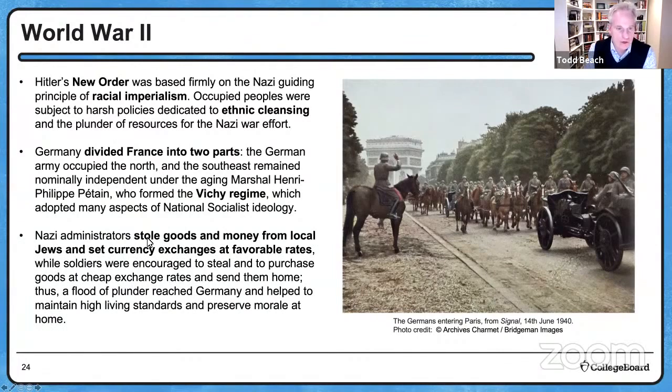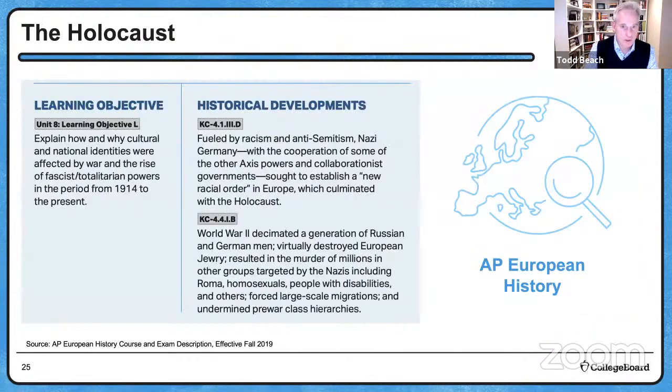And then these administrators, while they're in France, will steal goods and money from local Jews. They will set the currency exchanges at very favorable rates for Germans, while soldiers were encouraged to steal and to purchase goods at cheap exchange rates and send them home. So a flood of plunder reached Germany and helped to maintain high living standards, preserve morale at home, but that's certainly not what was going on in the occupied areas.